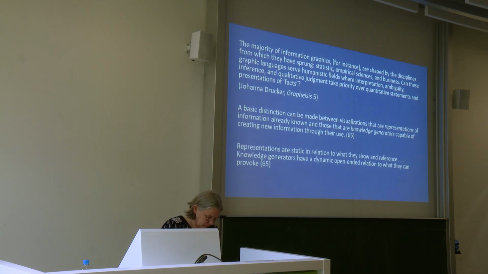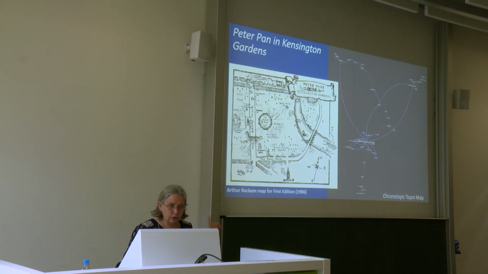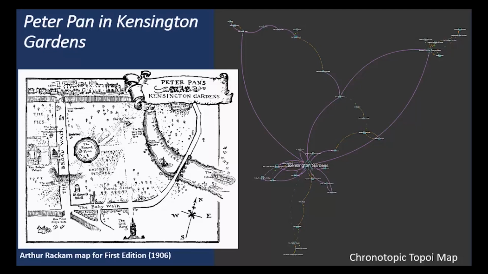So we'll try and put that into practice today by returning to Peter Pan and working comparatively across both maps and texts. We can begin by comparing two very different maps for Peter Pan in Kensington Gardens, the earliest full single version of it. So in the first edition, 1906, Arthur Rackham, who's a famous illustrator, gives this very nice plan of Kensington Gardens. And the map on the right is the topological map generated out of the coded text for Peter Pan in Kensington Gardens.